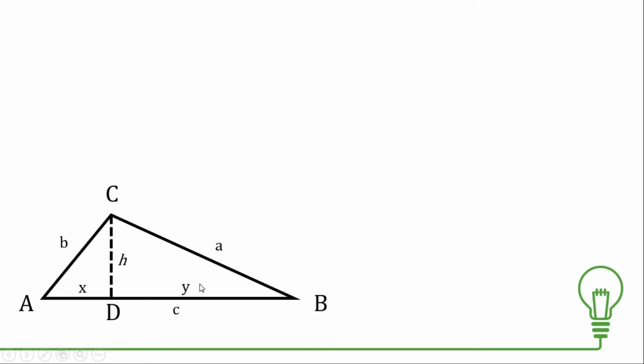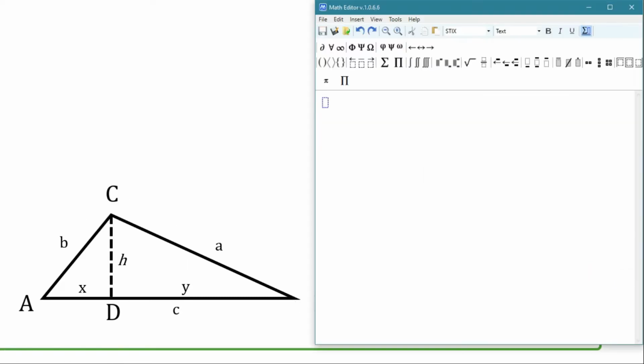Let us now try to represent the measure of H in terms of the measures we have on our original oblique triangle. If you notice, by illustrating an altitude here, it divided the oblique triangle into two right triangles. So, considering right triangle CAD, how are we going to represent the measure of H in terms of the sides of right triangle CAD?